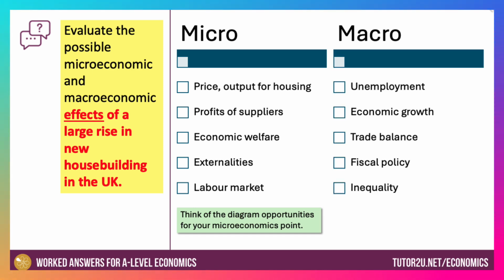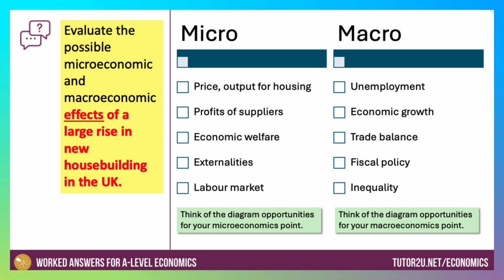And at a macro level, think of the diagram opportunities there, particularly externalities in labour markets. And at a macro level, well, you aggregate, don't you? So you think about the consequences for unemployment, possible consequences for short-term and long-term growth, what might be the impact on the trade balance, particularly if we're importing construction materials, possible effects on fiscal policy, and also generally, I suppose this is micro as well as macro, inequality, the extent to which new house building could help to bring down relative poverty going forward. Again, think of the diagram opportunities for your macroeconomics point.